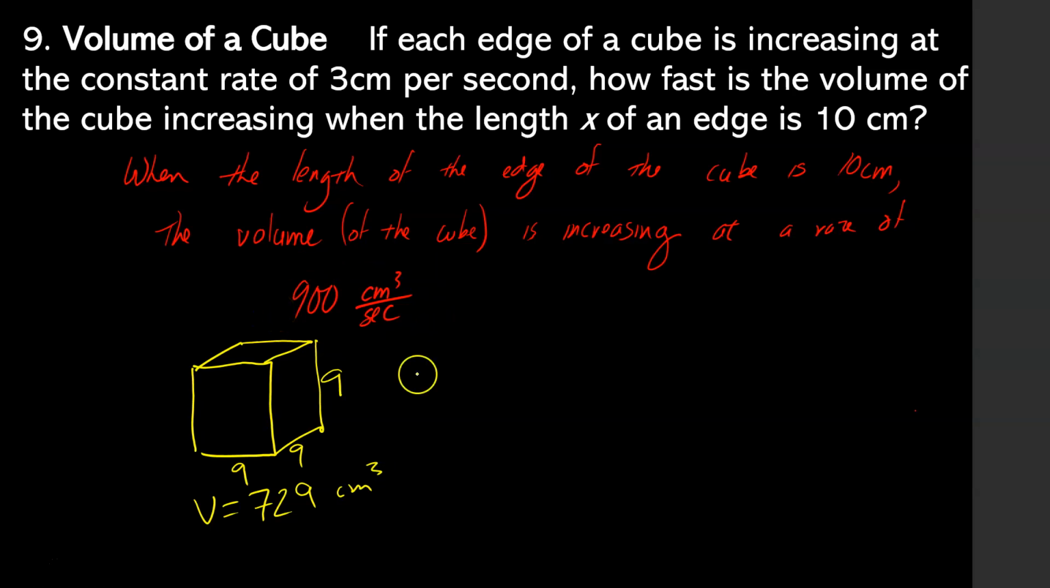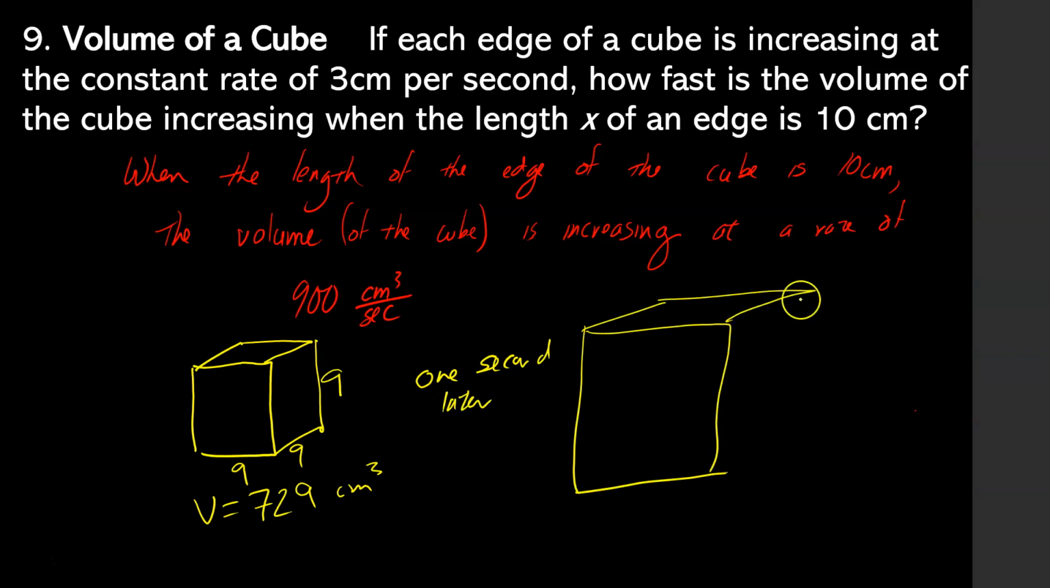So let's think about this. 1 second later, how big would the cube be? It'd actually be a lot bigger. That would be 12 by 12 by 12. And so we better get something huge. What's 12 times 12 times 12? Well, it's at least 144 times 10. So 1,728.